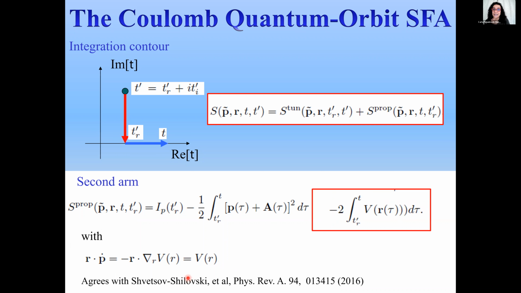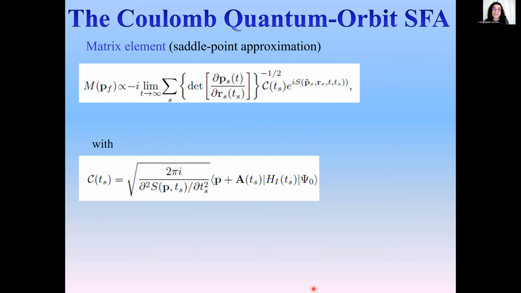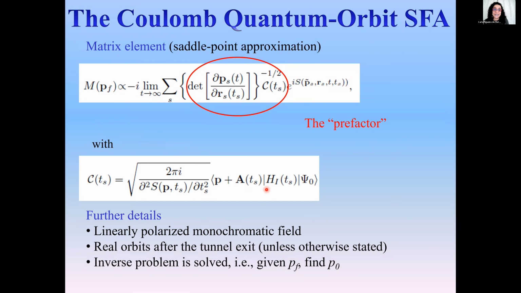But this gives you, if you look at our early work where we're doing this for hydrogen, some factor 2. They have also done this separately, and that's why their fringes look okay in comparison with other methods. And we then summed up all these orbits, where here we have what we call the prefactor. Here you have a stability factor, and here you have the CTS, which contains information about the geometry of your initial bound state. We considered linearly polarized monochromatic fields, real orbits after the tunnel exit. This is an approximation. We did also with complex orbits, but then you need to be careful with branch cuts.